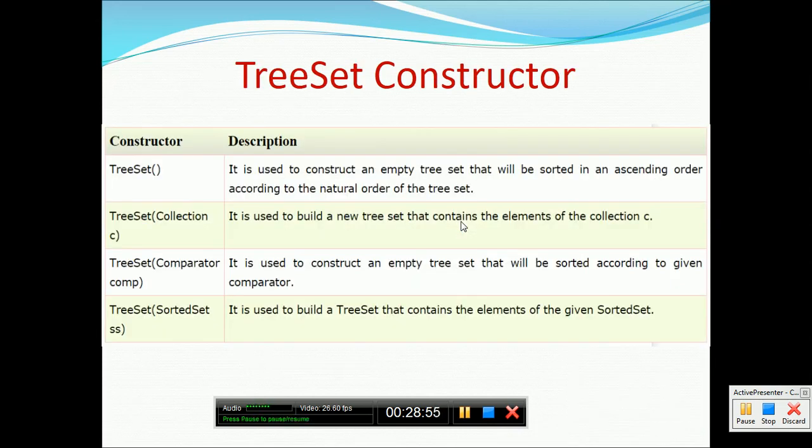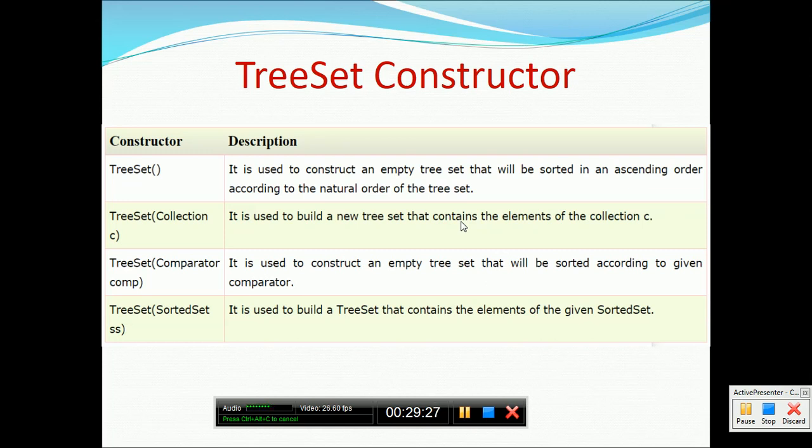These are the constructors of the TreeSet class. We have a default constructor, TreeSet(). It is used to construct an empty tree set that will be sorted in ascending order according to the natural order of the elements. Whenever you use the default constructor of the TreeSet, it just creates an empty tree set that by default will be sorted in ascending order according to the natural order. That's why we say it is an ordered collection.